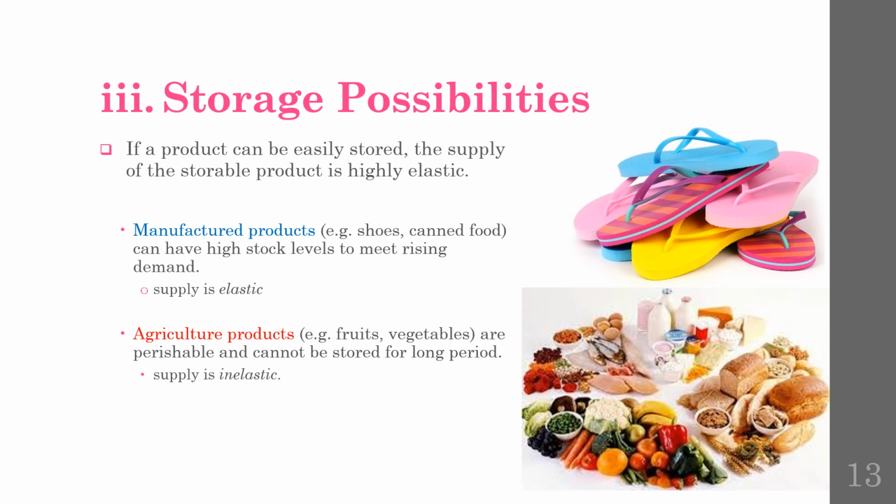Storage possibilities means the easiness of storing products. A product that can be easily stored has highly elastic supply. For instance, manufactured products can have high stock levels to meet rising demand. Their supply is elastic. On the other hand, agricultural products are perishable and cannot be stored for a long period. Their supply is inelastic.